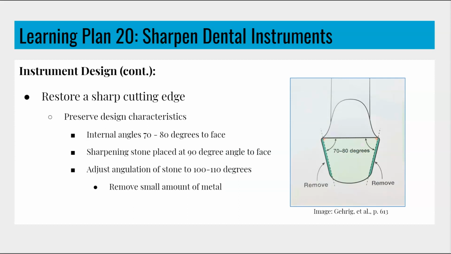To restore a sharp cutting edge, first visualize the working end in cross-section to understand the shape of the instrument. Then visualize the internal angles formed by instrument face and lateral surfaces, initial placement of the stone to the face, and the adjustment and maintenance of the angle of the stone to the face. Only remove a small amount of metal to restore the cutting edge. Remember that every time you move the stone against the instrument, you are removing metal. Be careful not to over-sharpen. Use light pressure and focus on the angles of the instrument.